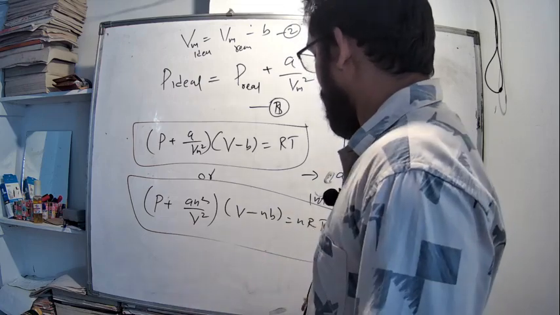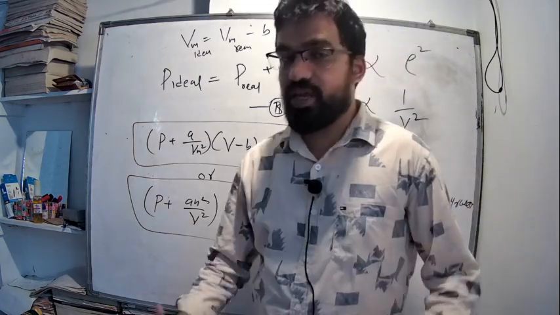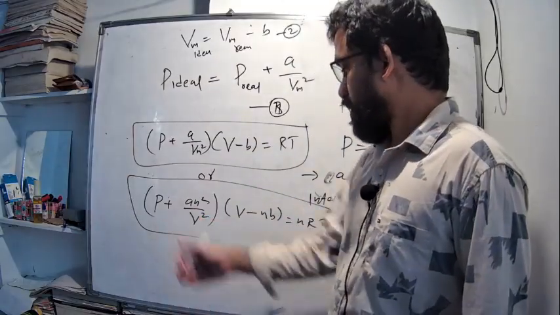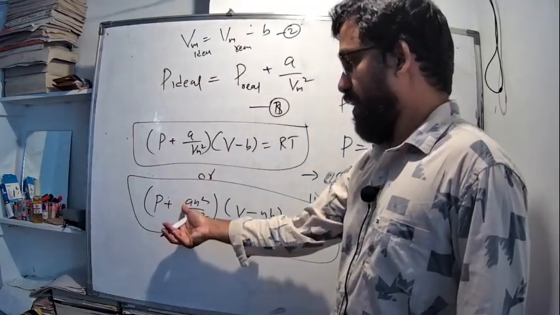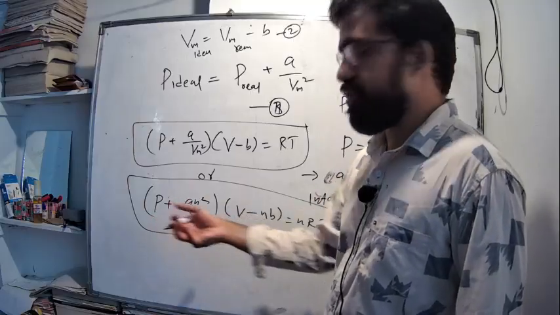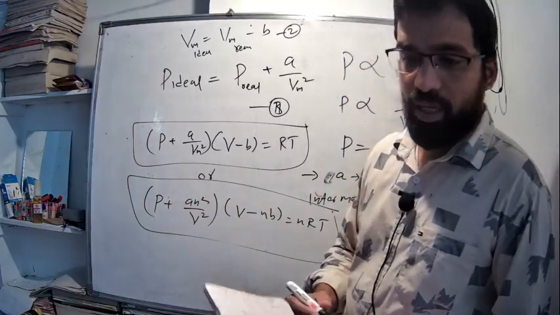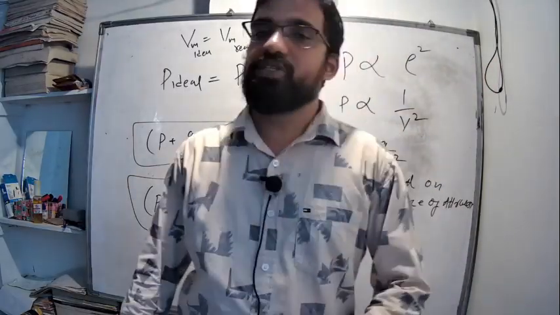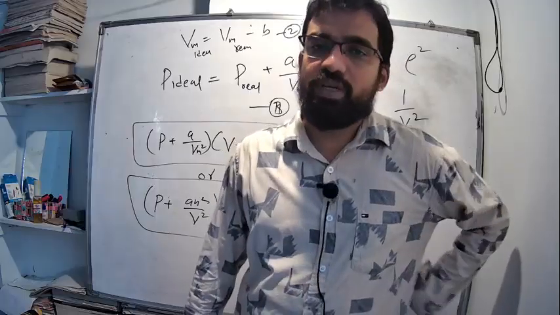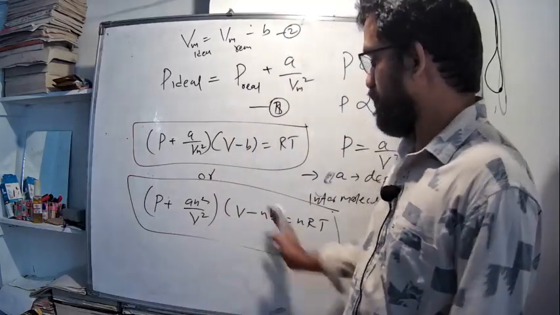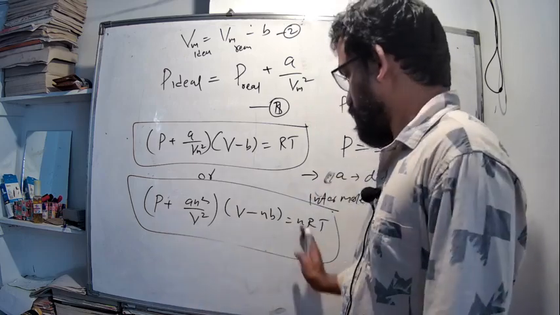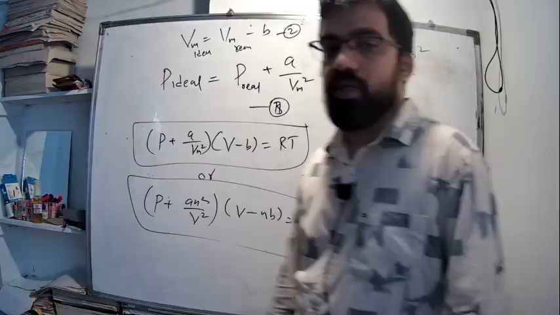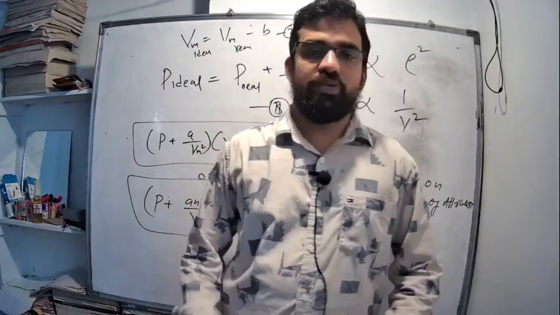Here A and B are the Vanderwaals constants. We can say that A is related to the intermolecular force of attraction and B is related to the excluded volume. So I am stopping right now. We will have more discussion on this equation in the next class. We have to discuss some conditions and how this equation changes. So we'll see in the next class.